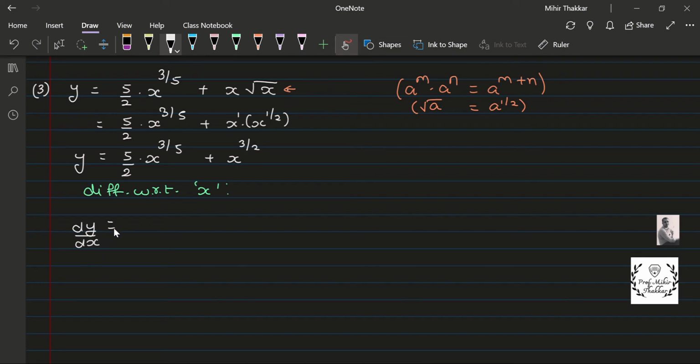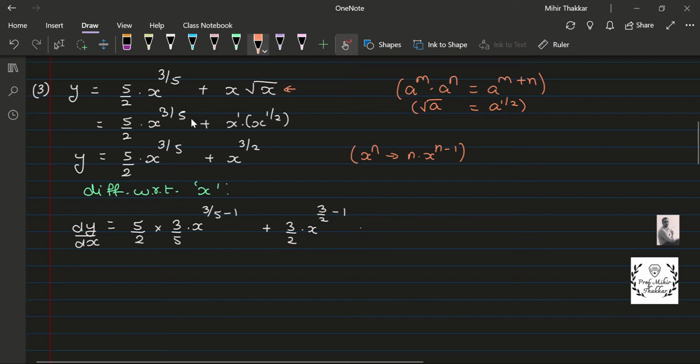So I get derivative of y as dy by dx. 5 by 2 is the coefficient, so leave this as it is. You got it right. X raised to 3 by 5 again represents my formula for x raised to n, and the answer is n into x raised to n minus 1. So the value of n over here is 3 by 5. So I get multiplied by 3 by 5 x raised to 3 by 5 minus 1 plus 3 by 2 x raised to 3 by 2 minus 1.